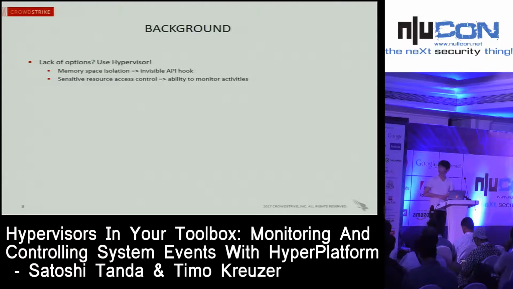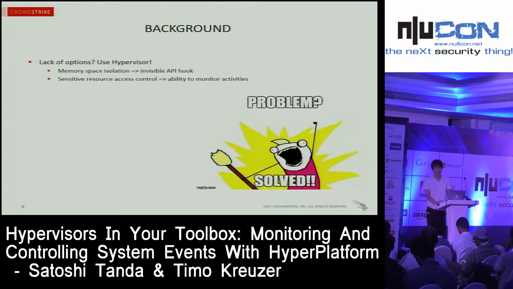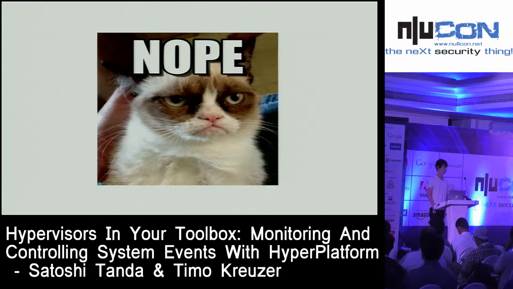And because you can monitor sensitive system resource access, you can directly use that feature to get more information about the activity of malware code. So it sounds like the problem is already solved. We can just use a hypervisor, like virtualization technology. But of course, it's not that easy.